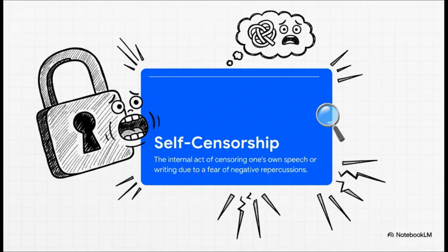But there's another, much quieter kind of censorship: self-censorship. This isn't external at all. It's an internal choice. It's when you decide not to speak up. Not because someone is literally stopping you, but because you're afraid of the dogpile, the harassment, the backlash you know is coming if you do.